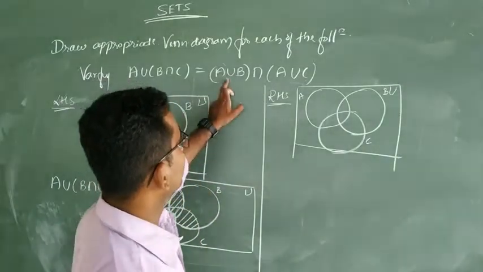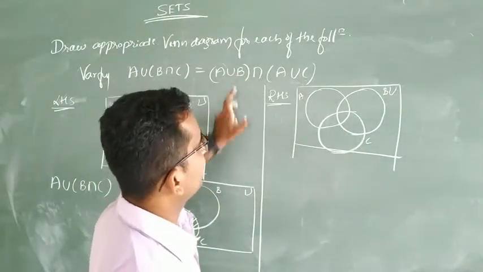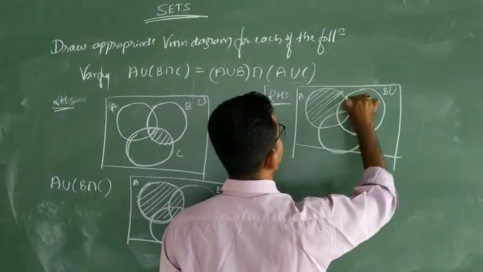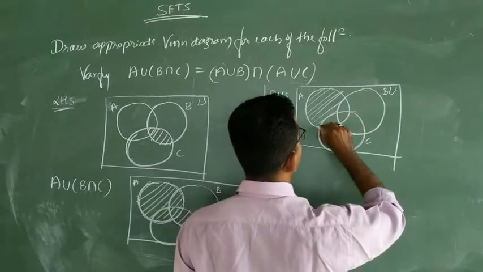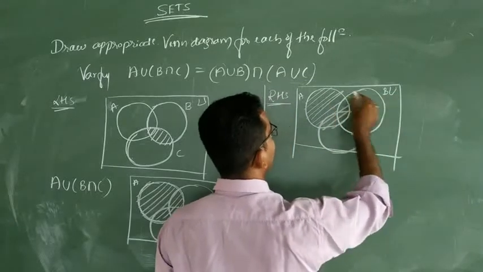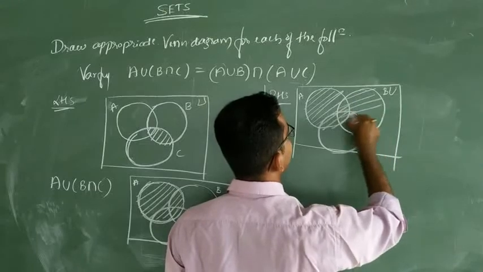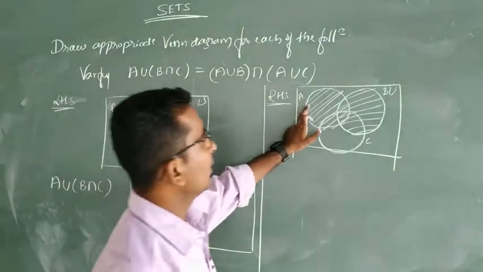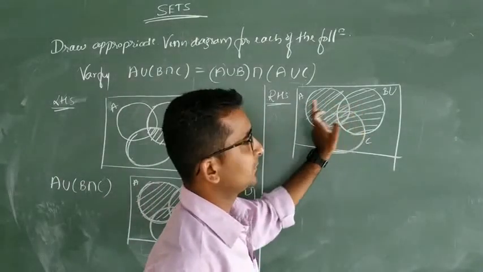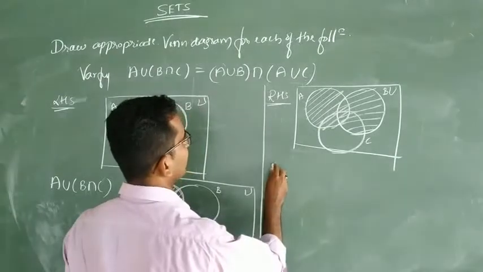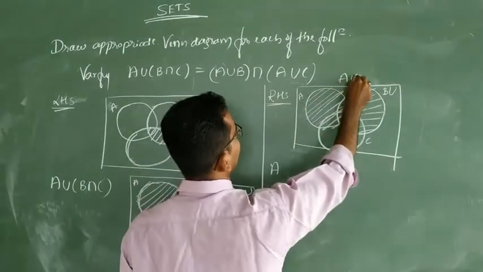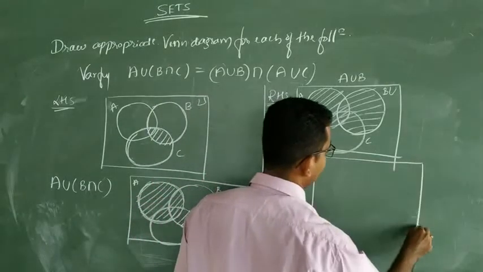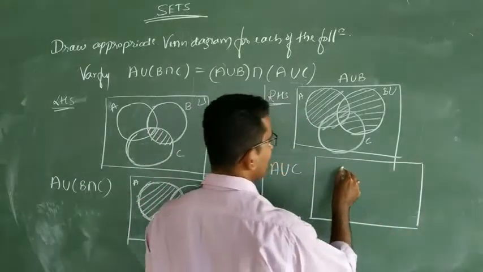So the elements which are present in A or in B or in both. A means this entire region, and or in B or in both means the whole of A union B. The elements which are present in A or in B or in both. So this is A union B. Next is A union C, the elements which are present in A or in C or in both.